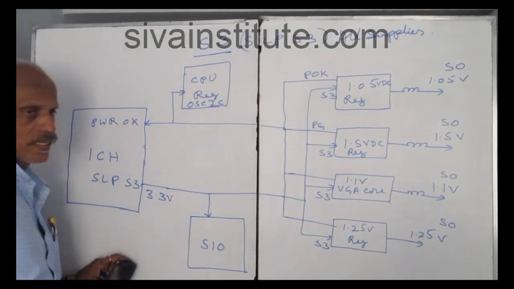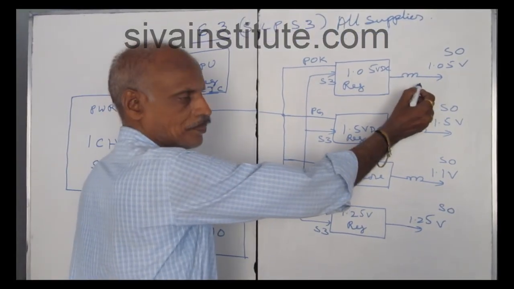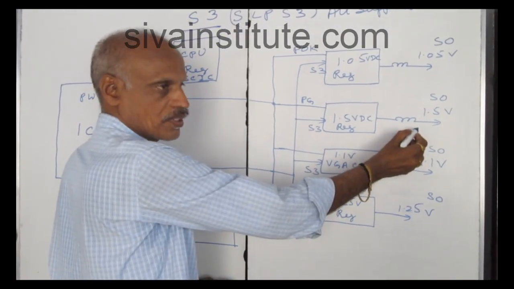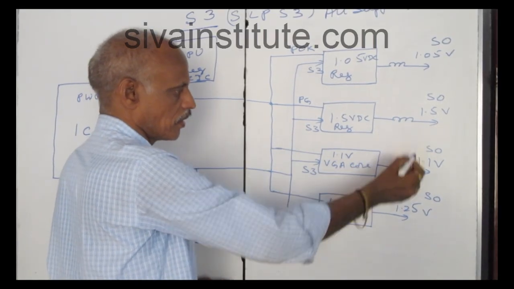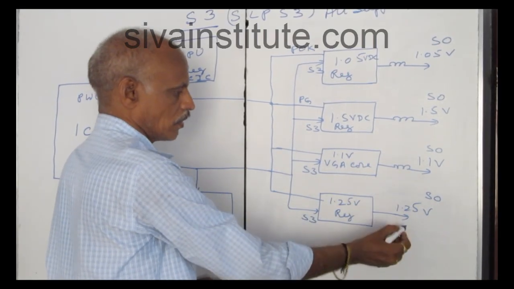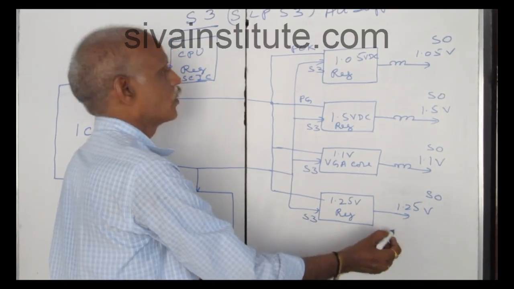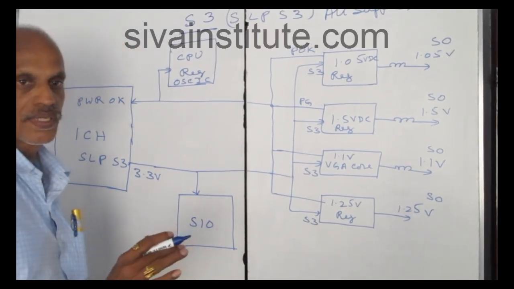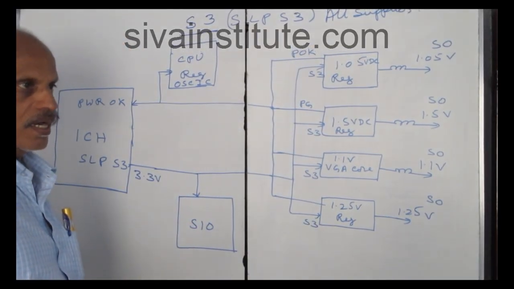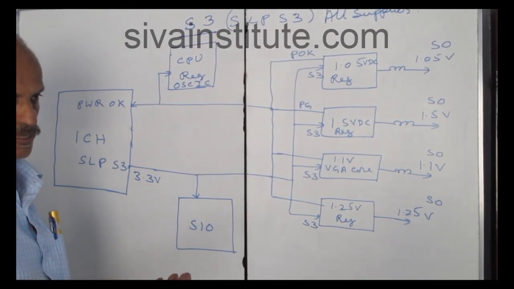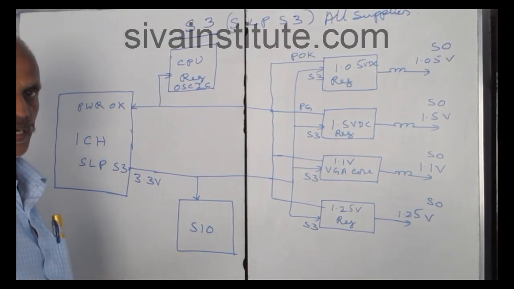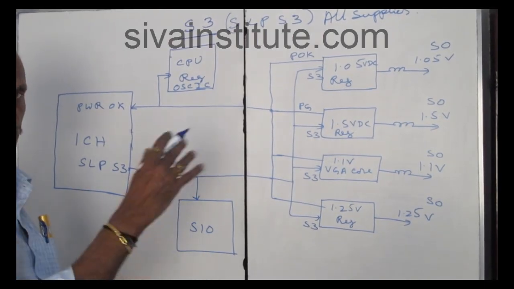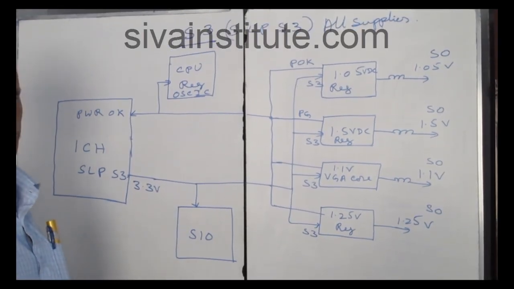After all these regulators, this voltage goes to the CPU, ICH and GMCH. This voltage goes to the CPU and ICH. This voltage goes to the graphic controller. This voltage goes to GMCH. So all regulators means these regulators' voltages go to all chips. That means some GMCH and CPU voltages, ICH voltages, SIO chip and clock generator voltages. All voltages are released from these regulators.